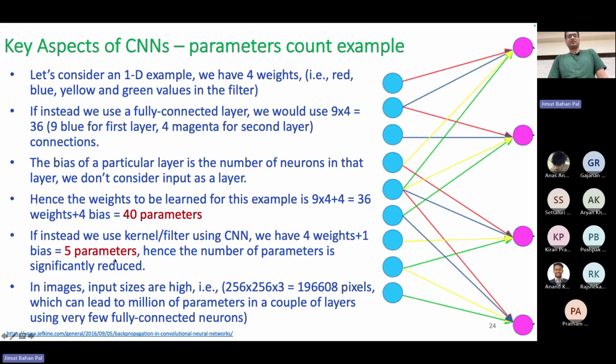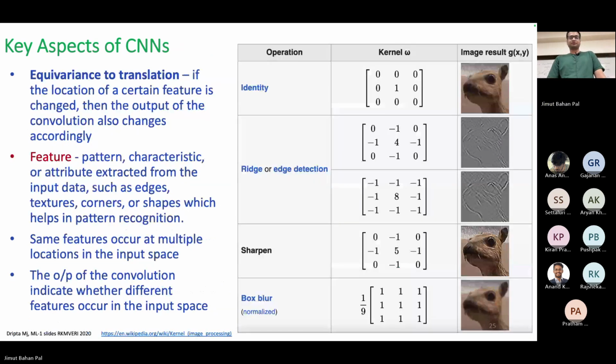And if you are using CNN or convolution, it will have a parameter of only 5. In images, in general, if you are using 3-channel color images, it will be 256 cross 256 cross 3, which is like 196K pixels. So if we are using a fully connected layer, there will be parameter explosion in very few layers. So in general, when we are dealing with images, we use convolutional neural networks.